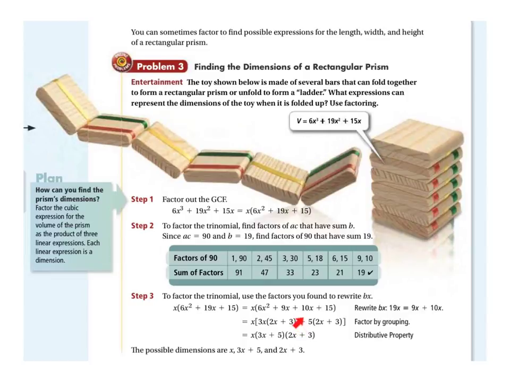Now, I know all this stuff in the middle here looks like I'm doing something weird, but I'm not. It's the same thing we've been doing. Anyway, when you're done, the possible dimensions are x, 3x plus 5, and 2x plus 3. So when you see a story problem like this, you can really ignore 90% of the words and just go, oh, factor this thing. That's all I'm asking you to do. These are kind of contrived, but again, that's what we're doing.